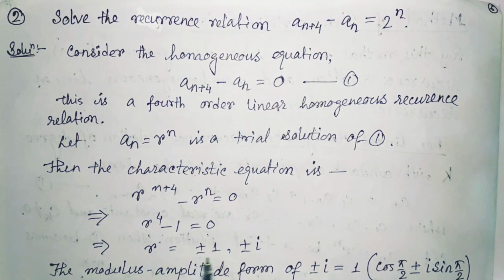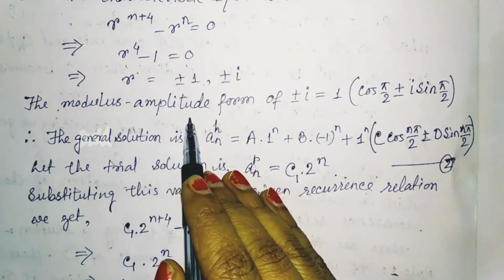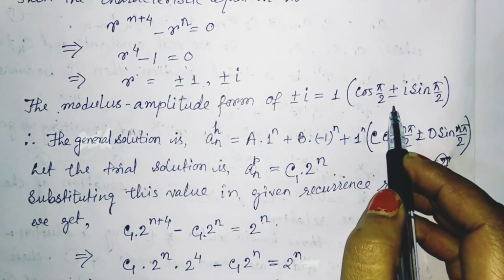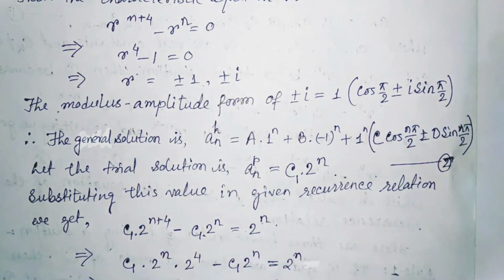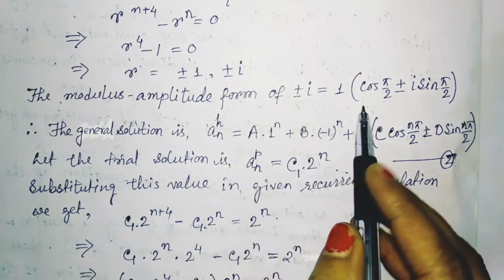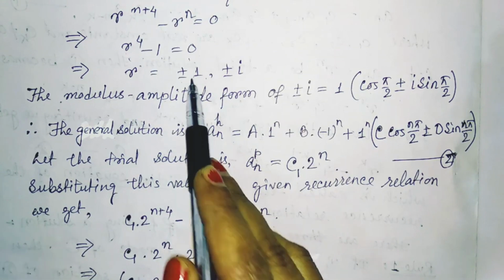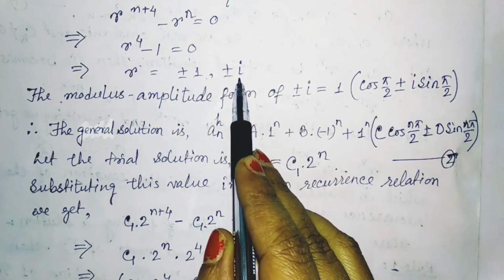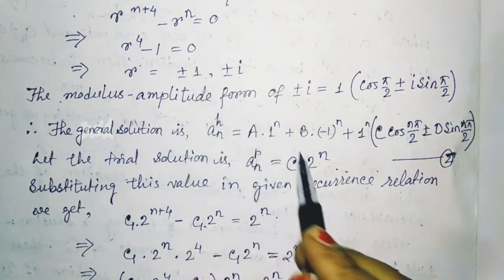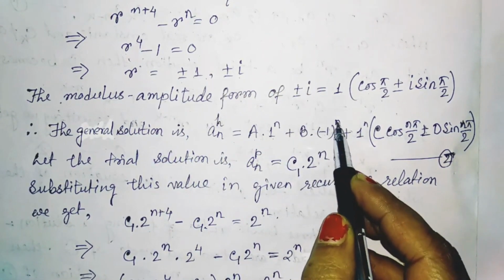Its solutions are plus minus 1 and plus minus i. The modulus and amplitude form of i, we know, is cos pi by 2 plus i sin pi by 2. So the general solution of the homogeneous form a_n^h has four solutions. Two are real and different, and two are complex roots. Corresponding to plus minus 1, we write a into 1 to the power n plus b into minus 1 to the power n.